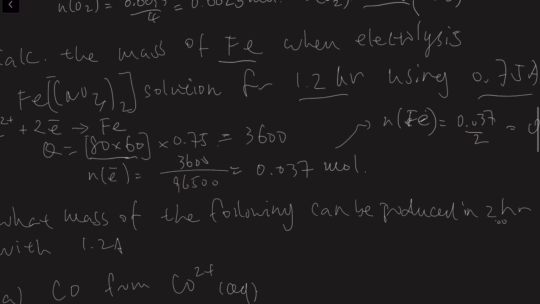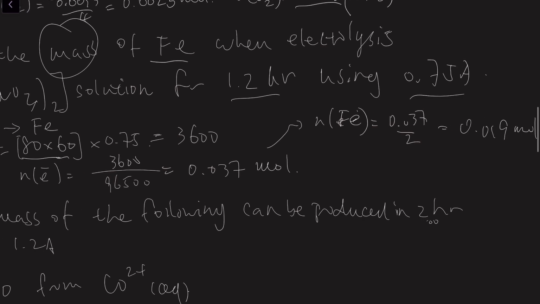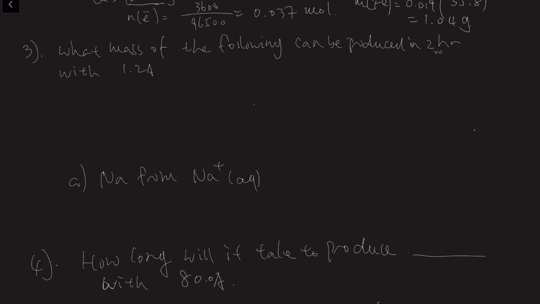And then the question is asking for the mass. So the mass is just the number of moles times the molar mass, which is 55.8, giving 1.04 grams. Next question: what is the mass of the following metal that can be produced in a 2-hour electrolysis with 1.2 amps?